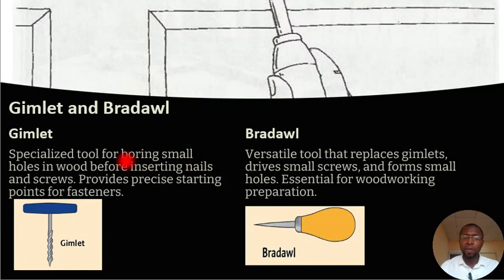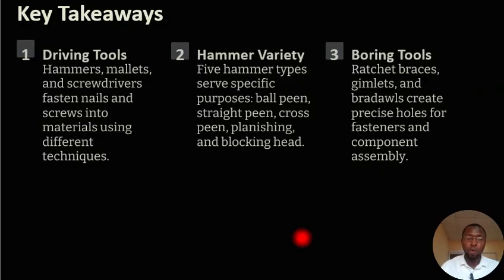Aside from the gimlet, we also have the brow door. This is a versatile tool that replaces the gimlet. It also drives small screws. This is a sample of it. It's used for driving small screws as well, and forms small holes. So the work that the gimlet does, it does as well, right? So these are the different tools that we have for driving nails and making holes.